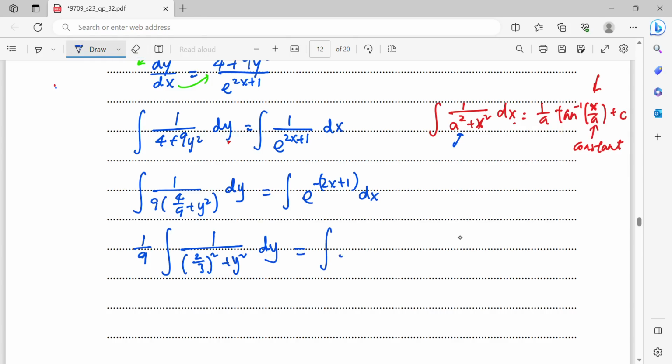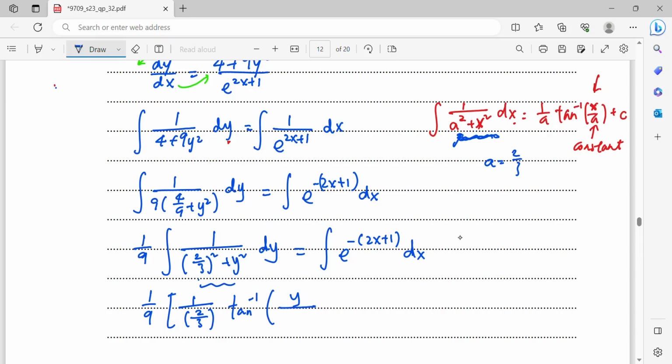Then right hand side, I just remain. Okay, so now the left hand side is similar to the formula right now. Provided your x has been changed to y, means that now my a is 2 over 3. So when you compare, a is 2 over 3, which means now by using the formula, I will get 1 over a. So 1 over 2 over 3. That is my 1 over a. Then it will be inverse tangent y divided by the a, 2 over 3.